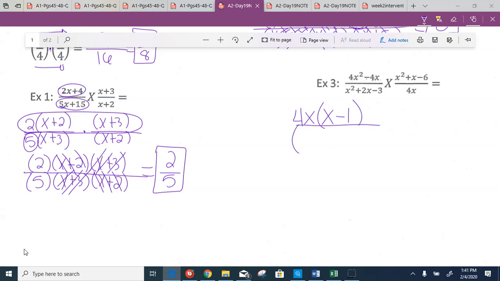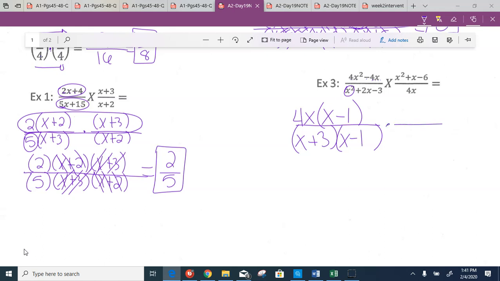On the bottom, I need to find my factors. To get x squared, I know it's x times x. Two numbers that multiply to a negative 3, but add to a positive 2. Well, that would be, let's see. I really should have my notes prepared a little better. That would be positive 3 and negative 1. I don't know why I didn't see that one a little sooner.